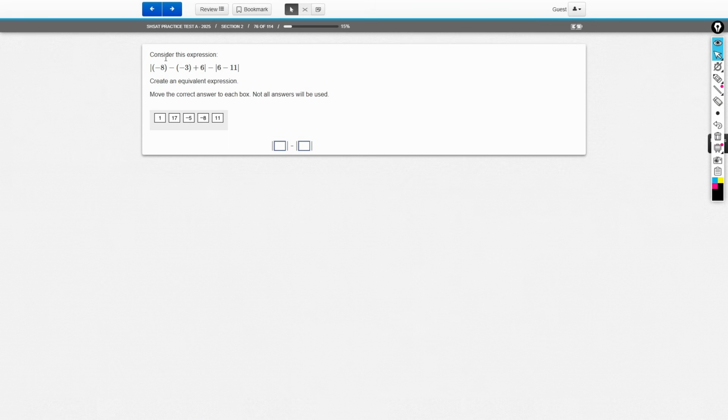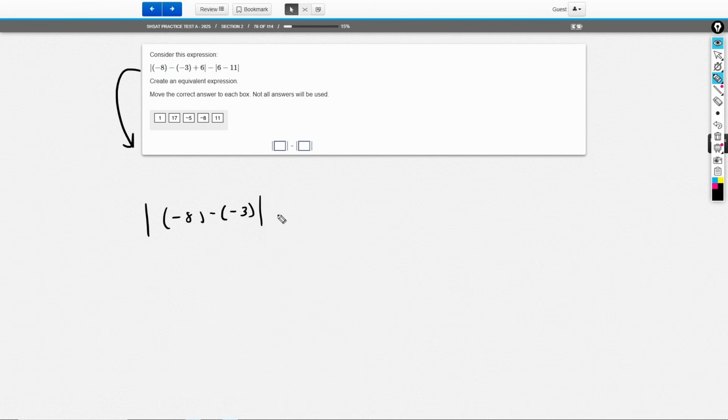All right. Consider this expression, create an equivalent expression. So remember, we're not trying to find the answer here. What we're just trying to do is to break this down by combining all the numbers inside of the absolute values. So notice here that we start off with the absolute value of -8 minus the -3, and we subtract that from the absolute value of 6 minus 11. Okay, our answer is still only one value inside of each absolute value sign, subtracted. So we're not finding the actual value. All we're doing is we're just figuring out what goes on the inside of these symbols after we do the math.